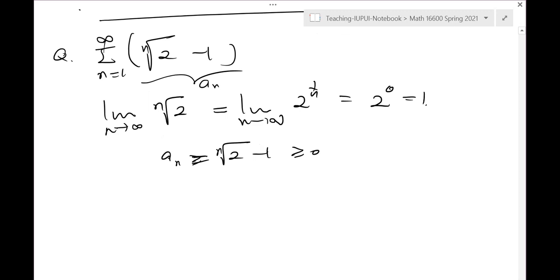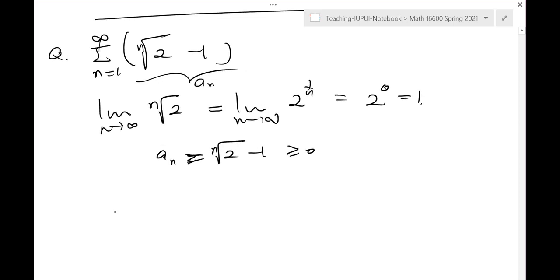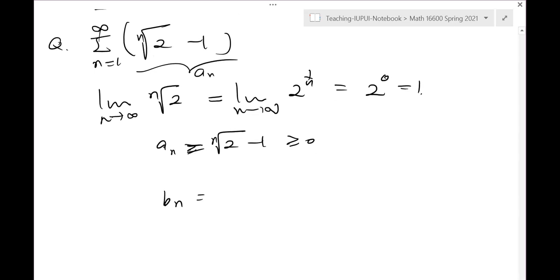Now, it's possible it's divergent, or it's possible it's convergent. You have to figure out what Bn you have to compare with. So this is my an, right? So what is Bn? I cannot use a ratio test. I cannot use a root test here. I have to find the Bn to compare with.